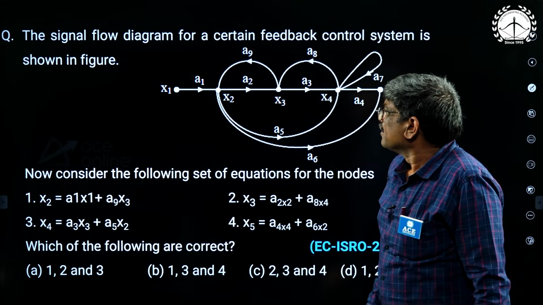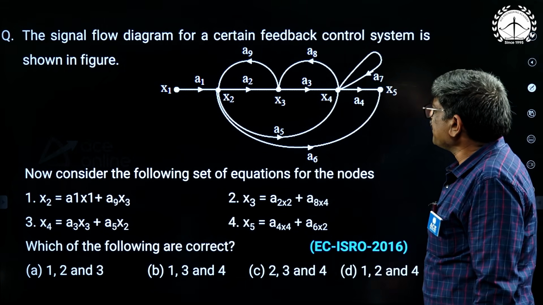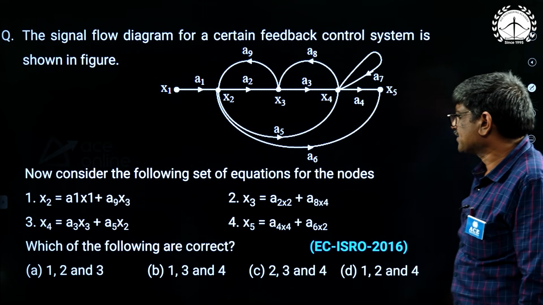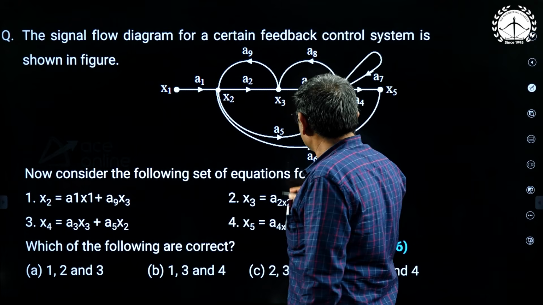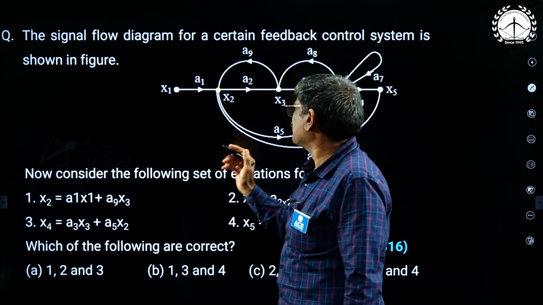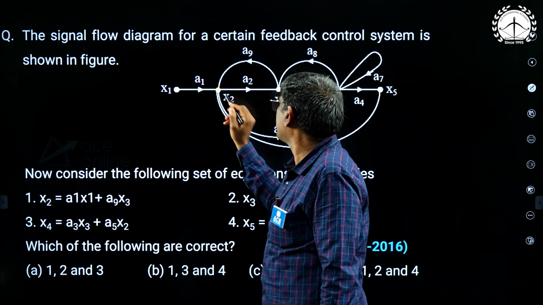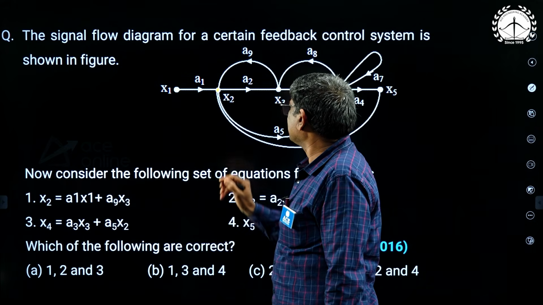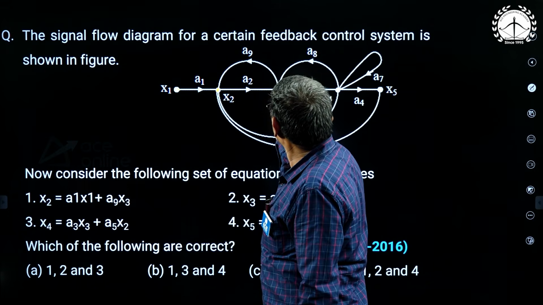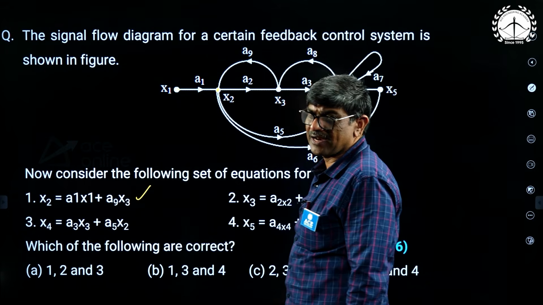Next, the signal flow graph of a certain feedback control system is given. Which of the equations are correct? Simply look at x2. How many incoming branches are there? One is from x1 and the next is from x3. So that means a1 x1 plus a9 x3. This is correct.